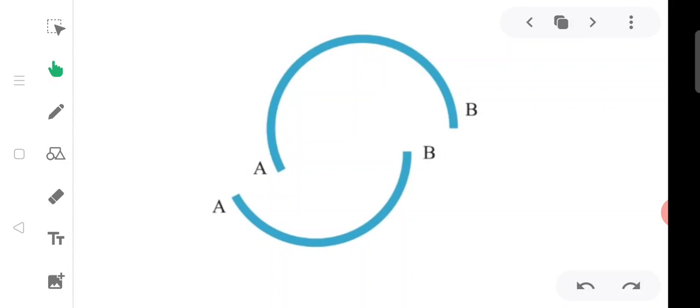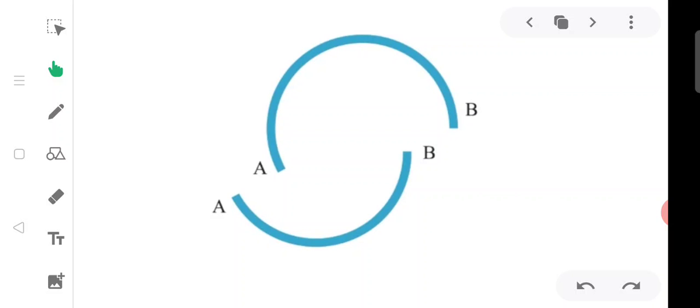So we call it an arc. Arc means the curved part, or the part of a circle between 2 points. See, we call it arc AB. Here we get 2 arcs, arc AB and arc AB. We cannot say which of the 2 arcs we are speaking of.